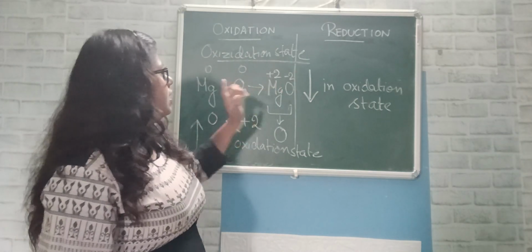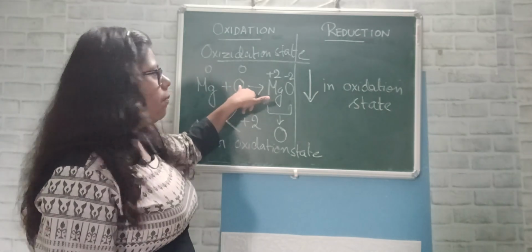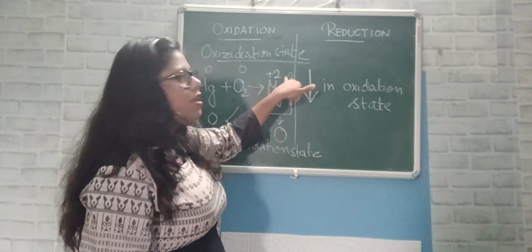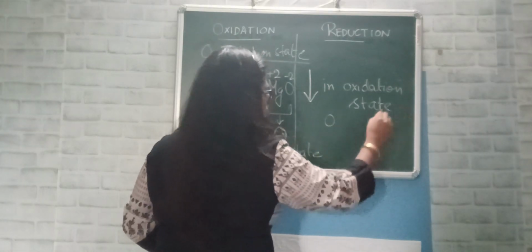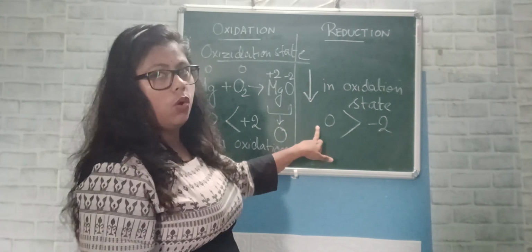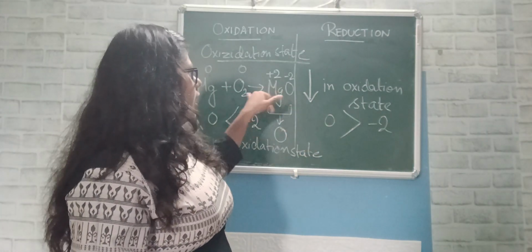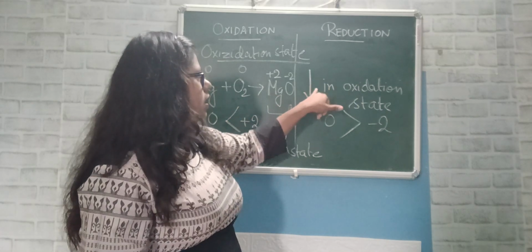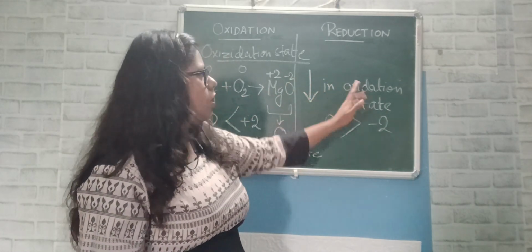But if you see in case of oxygen, earlier it was having 0, but now it is having -2. You just tell me who is greater, 0 or -2? Of course, 0 is greater than -2. That means in the process of reduction, it suffers a loss of, or decrease in, oxidation state.